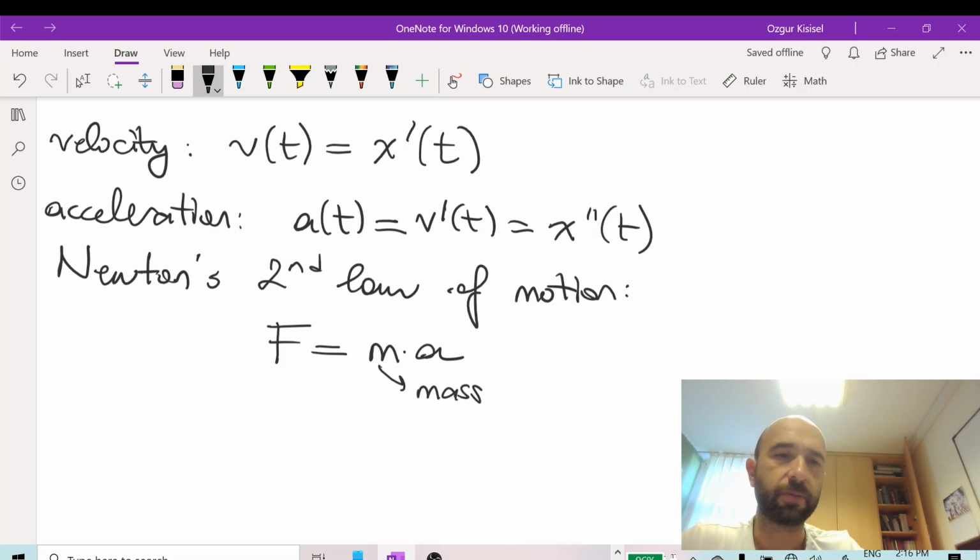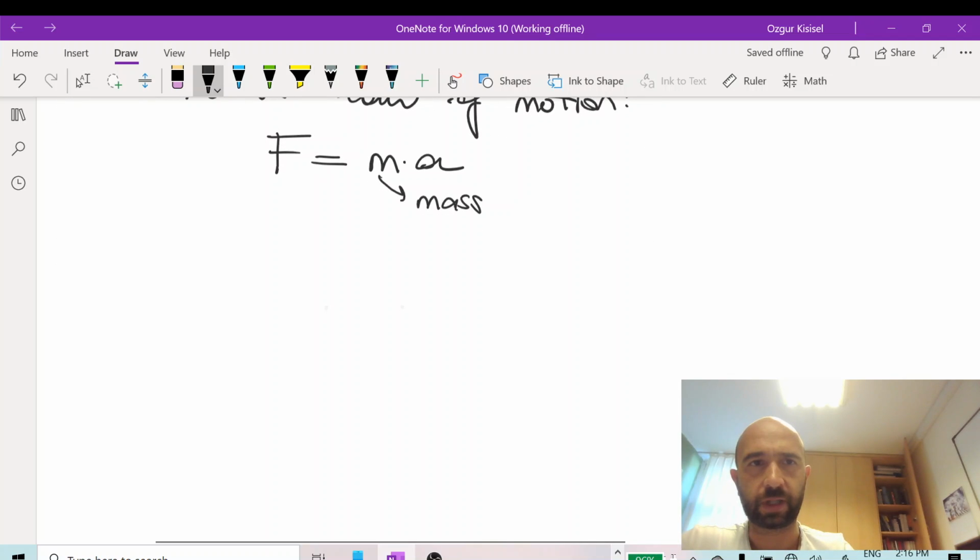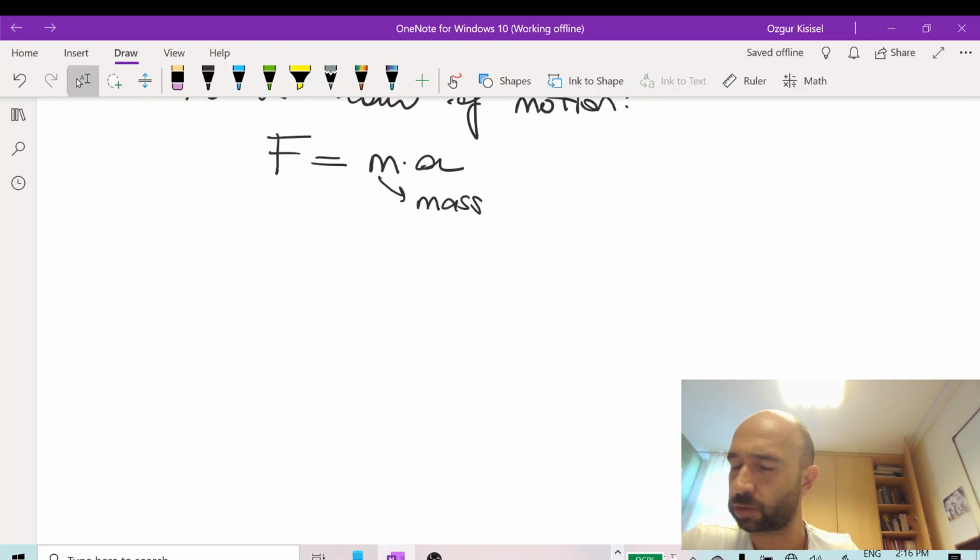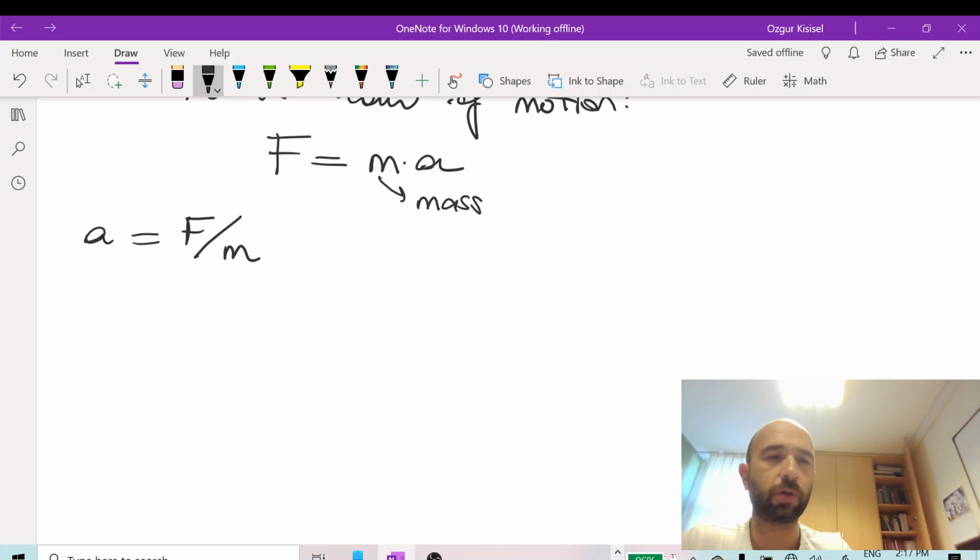So that's why a is important. You usually have some idea about what the force is, so that tells you what the acceleration is, and you have to find the position back. Well, this is maybe a little bit oversimplified, but we'll talk more about it. So this is a in terms of the force. If you want velocity in terms of force, then the same equation says v' equals F over m. There's a differential equation now.